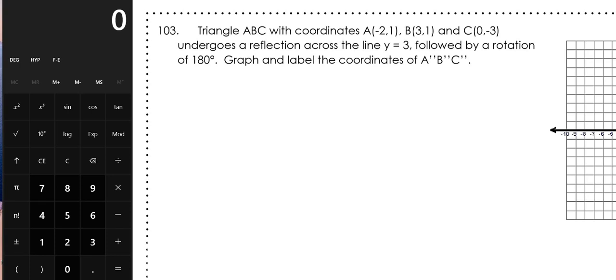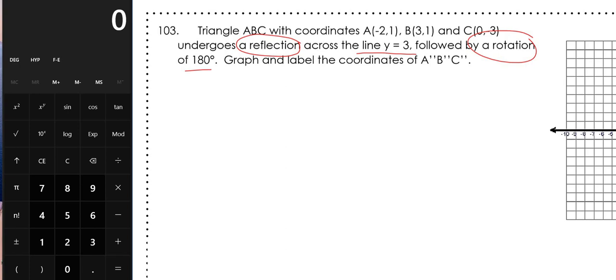So we have a triangle. First, it undergoes a reflection across the line y equals 3. Now, a reflection over any line other than the x-axis, y-axis, or the lines y equals x and y equals negative x really does require a graph to make it easier. So we're going to do that one on graph paper for sure. Then it says that the next transformation is a rotation of 180 degrees. It does not specify clockwise or counter because, well, it doesn't matter. 180 means you're going upside down.